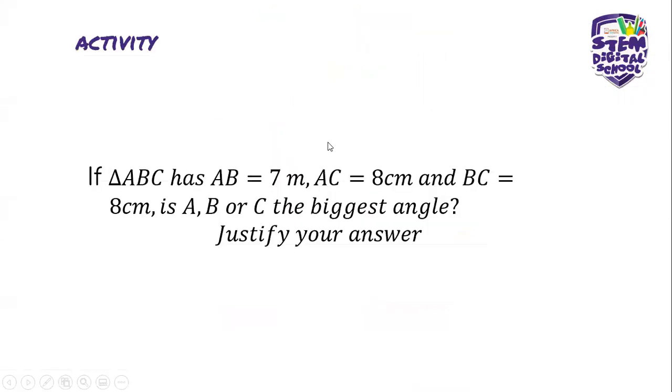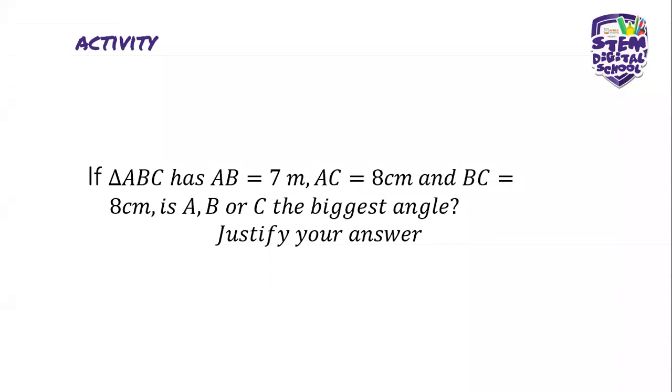To proceed, we gave you an activity there. I gave you an activity and I said to you, if a triangle ABC has AB, which is 7 meters, and AC, which is 8 centimeters, and BC equal to 8 centimeters, is A, B, or C the biggest angle? Justify your answer. So I want us to quickly mark this activity by justifying our answer. I think we ended up having this as our homework last week.